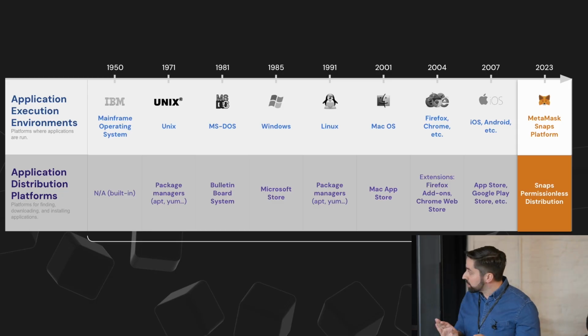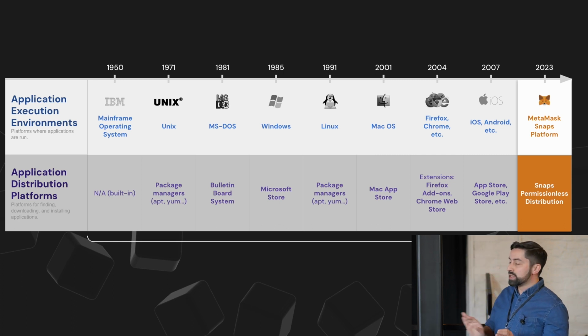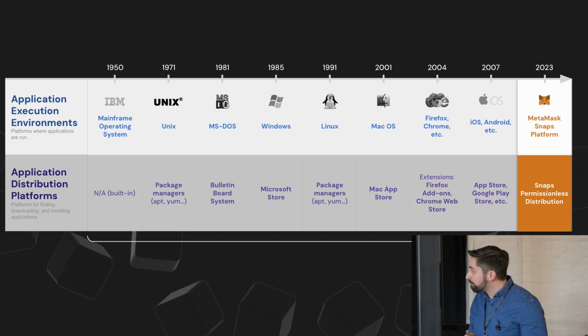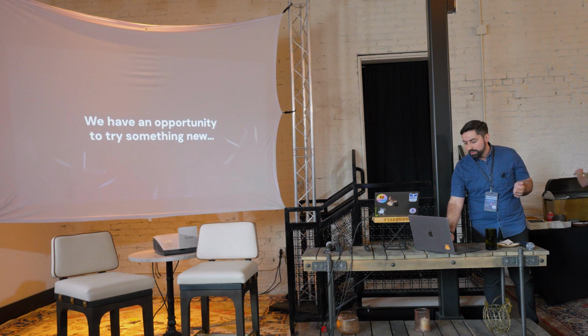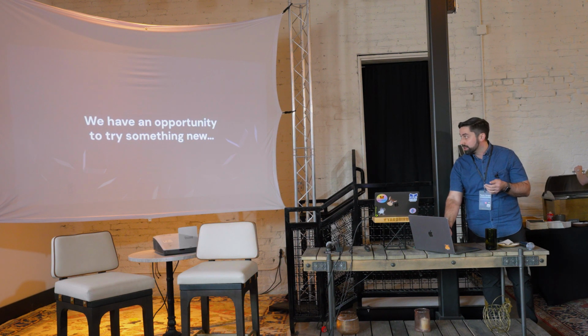And with what we're doing, if you think of the MetaMask Snaps platform as another execution environment, which it is, we have an opportunity to do something different. What we're doing right now is still a permissioned approach, right? We have an allow list. We have to review everything that comes in. But we do not want to do that forever. So we have an opportunity to try something new, and you have an opportunity to try that with us.